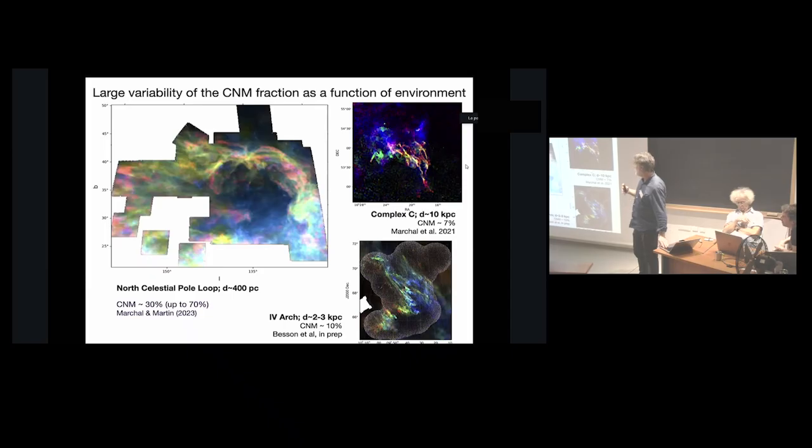And estimating the CNM fraction is now becoming an industry. We really want to know where CNM is forming, in which conditions. So we are studying regions, loops close to the sun or clouds in the galactic halo. And we see large variations of the CNM fraction, in fact, even at very small scales.